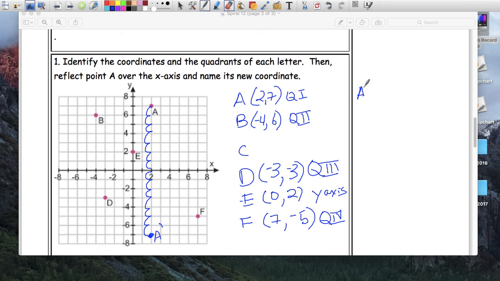So A prime is going to be how many? 2 over, same thing, to the right, but instead of being 7 floors up, it's going to be 7 floors down. Okay, the exact opposite location, way on the other side of the x-axis.